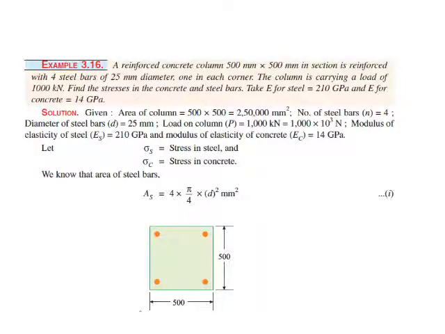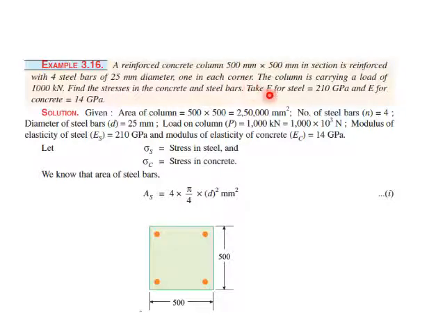You can see the diagram even. This is the 500 by 500 mm column. You have 4 steel bars, sorry, not columns, each of diameter 25 mm. This is the concrete column, and you have 4 steel bars, one at each corner, of diameter 25 mm. The column is carrying a load of 1000 kilonewton. Capital P is given to you, the total load carried by steel as well as concrete, 1000 kilonewton. Now your question is, find the stress in concrete and steel. So sigma S and sigma C are the question mark to you.